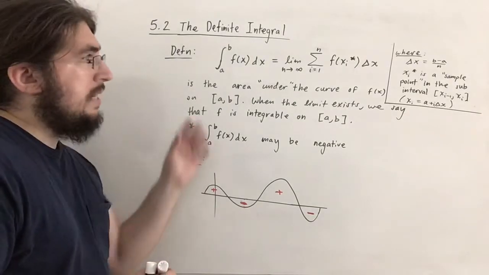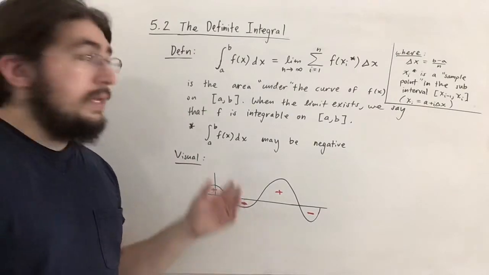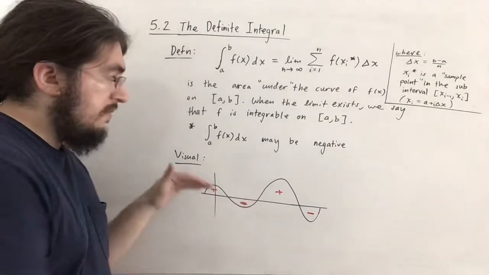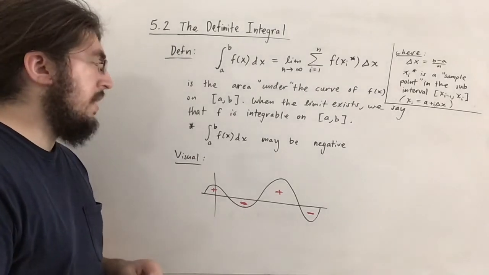So with that being said, the way we're defining the integral here, the definite integral could actually be negative, it could even be 0 if these all cancel out exactly. You can kind of think of it that way anyways.